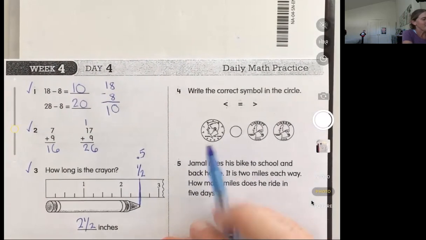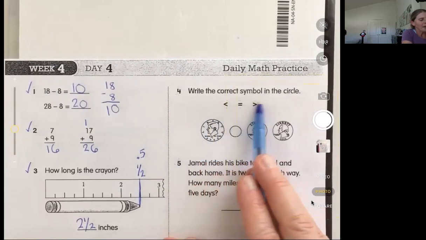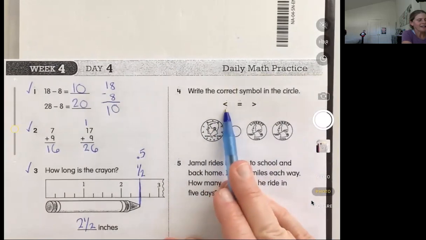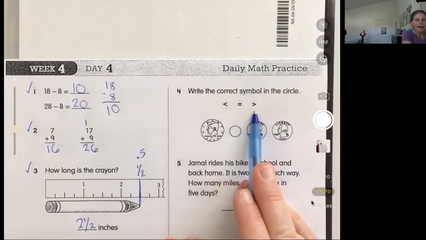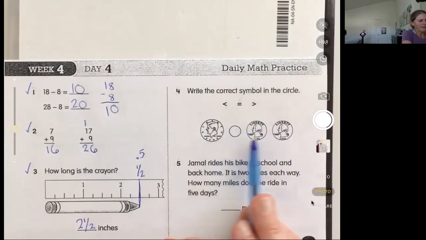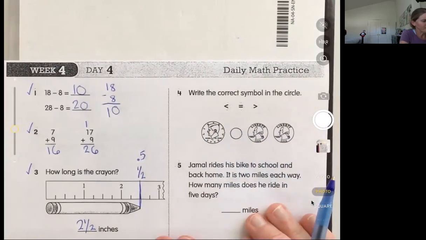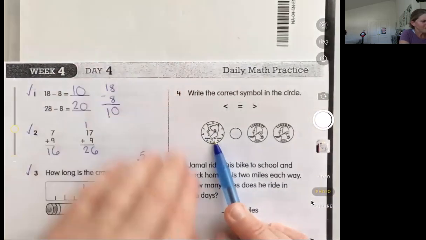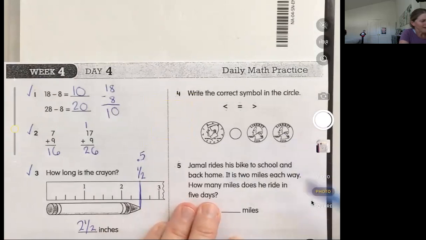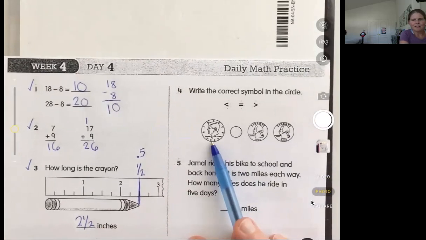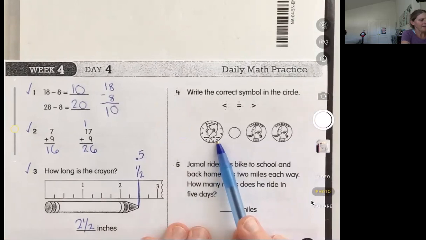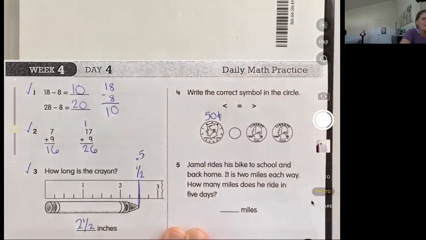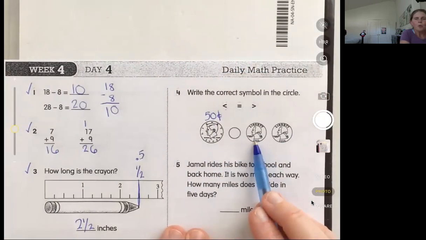Number 4. Write the correct symbol in the circle. Looks like we're comparing. We've got less than, equal to, and greater than. So again, these coins that are on paper are very difficult to determine. This one looks like it's going to be a $50, but it kind of looks like a dime, even though it's not so small. I'm going to call this a $50. Half of a dollar is worth 50 cents. I know that, George Washington.